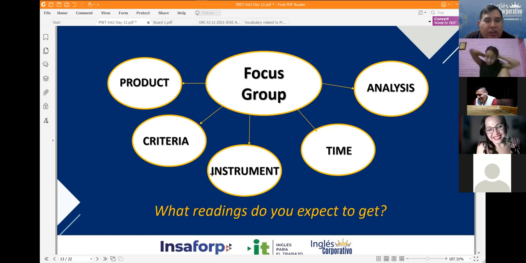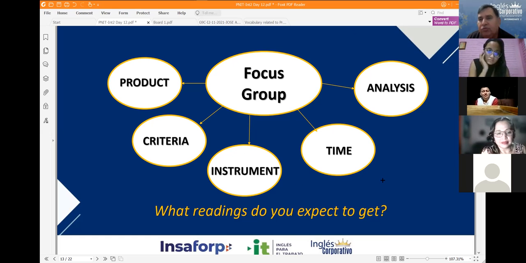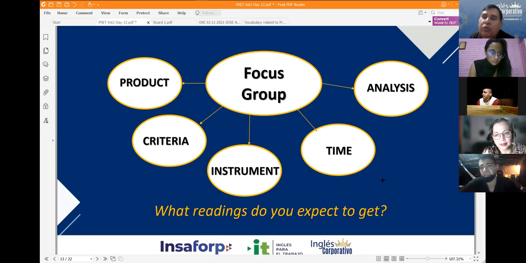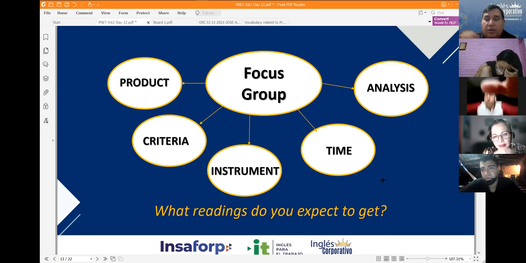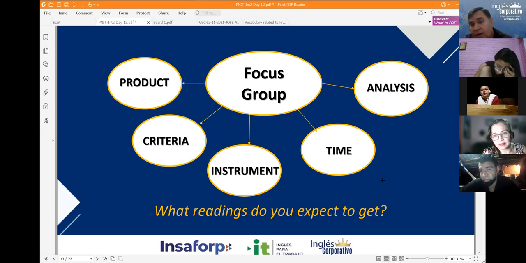Okay. So what about the instrument? What instrument would we use with the focus group? Drawing ideas would be a method. It's a good method to use. Over here could be a survey or a questionnaire. The questionnaire would have the survey, right? Yeah, that can be an instrument.